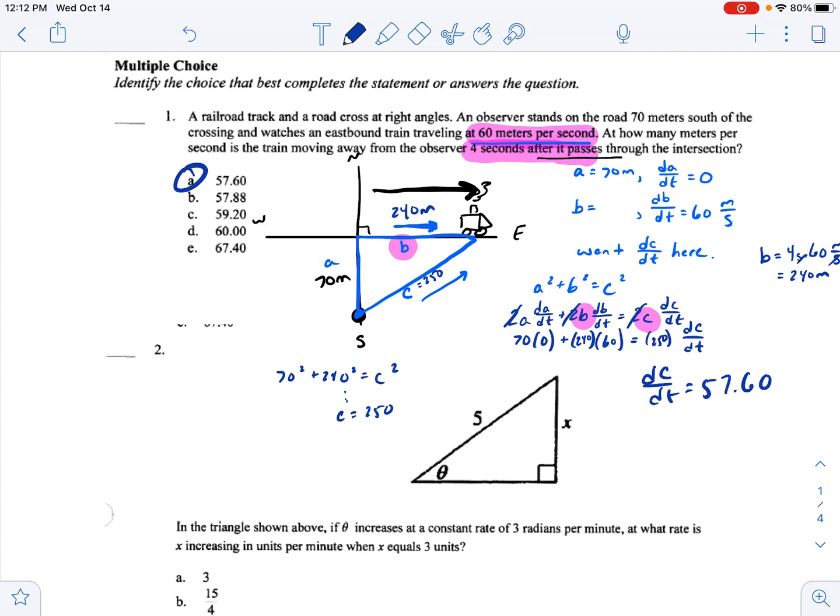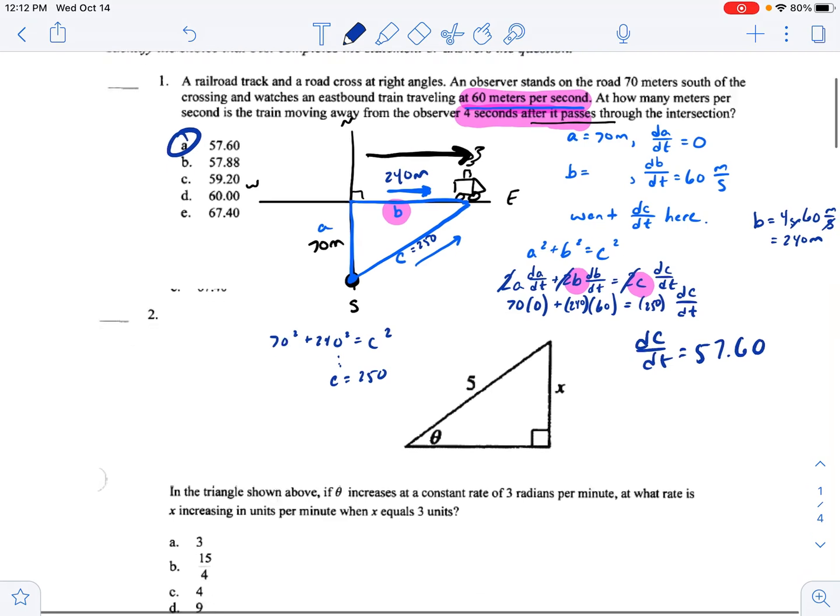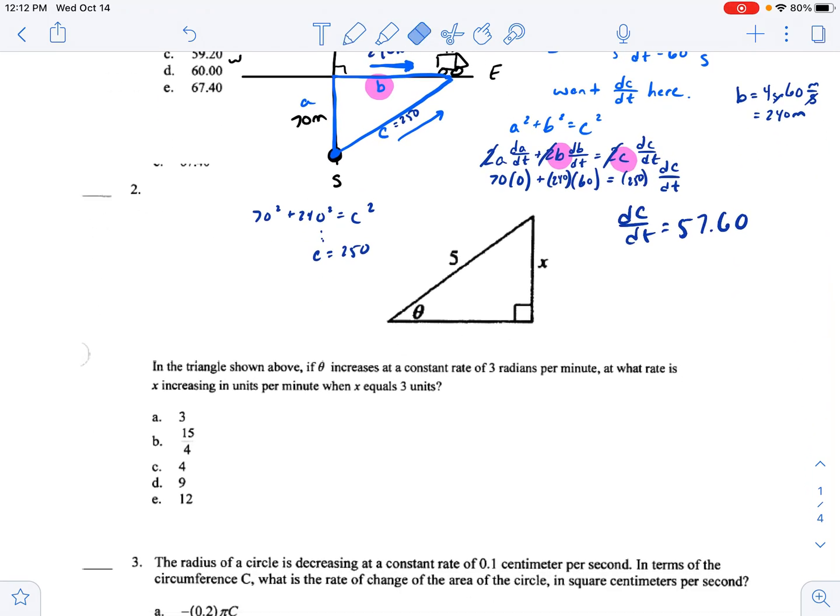All right, folks. As far as multiple choice related rates questions go, this is a doozy. There's a lot going on here, a lot of responsibility for us to take the words, draw the situation out, do some labeling, do some notating, and then finally solve for what we're looking for, okay? So tough problem. All right, moving on to number 2.